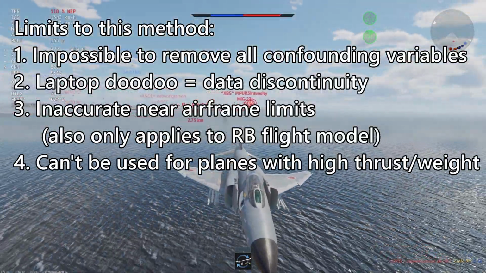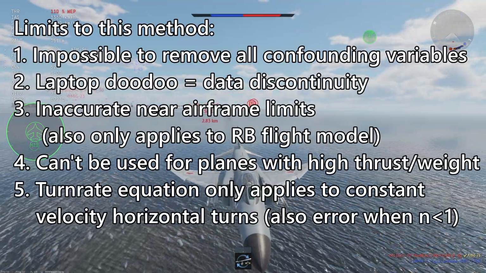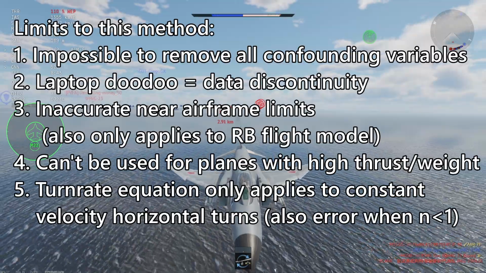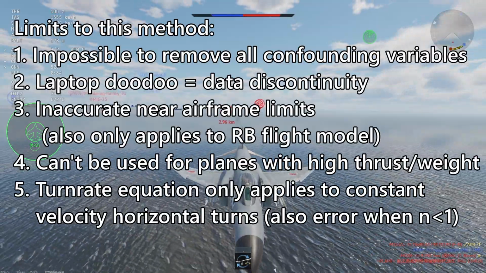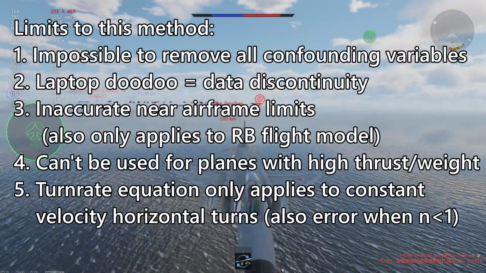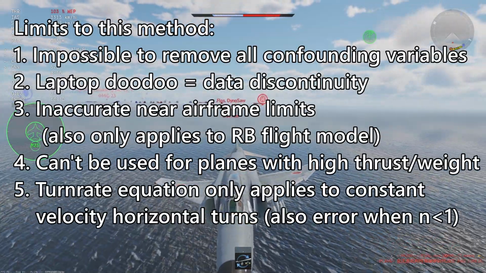On the calculation end of things, the equations that War Thunder RTI and we used for turn rate only really applies to turns performed horizontally at the same altitude with no speed gain or loss, which isn't the case for a lot of the turning that we've done to gather this data. Also, a lot of the turning that you'll do in a dogfight will be vertical, so this isn't the most accurate way of gathering turn rate data.